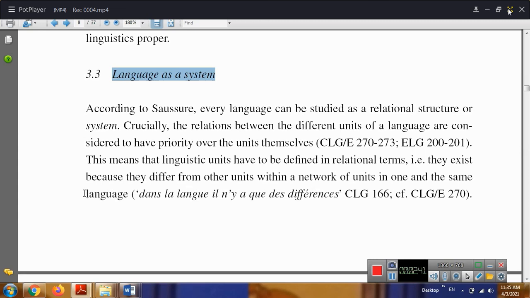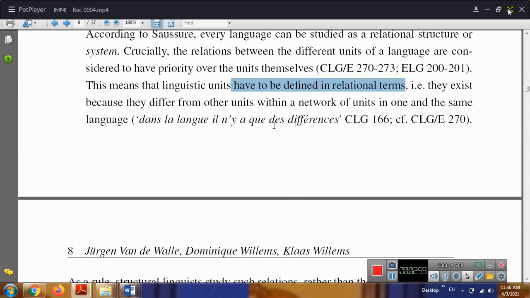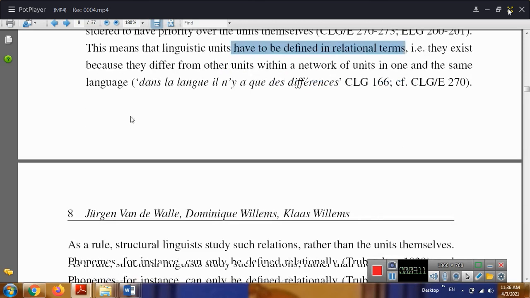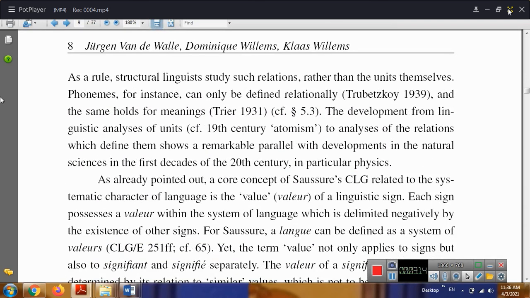Okay, until here we defined language as a system. We told you that Saussure considers language as a system. It means that linguistic units have to be defined in relational terms, and the units exist because they differ from the other units within a network of units in one and the same language. It is the definition of the system of language, and you should note this point: Saussure believed that language is a system.